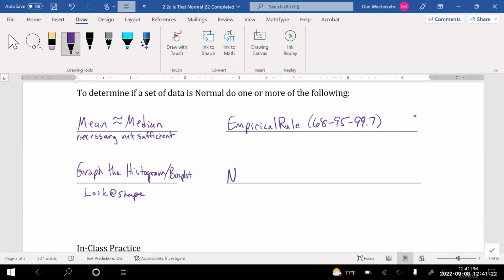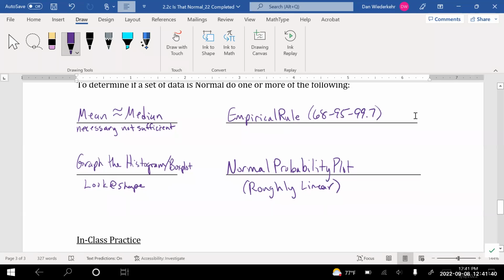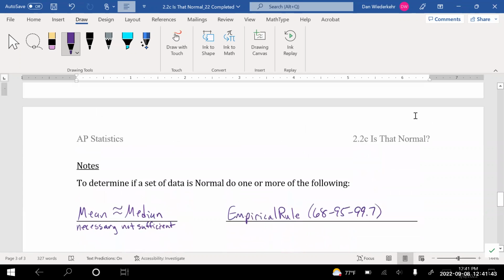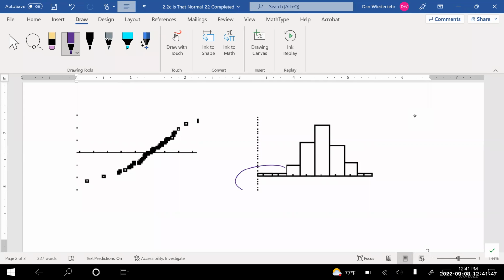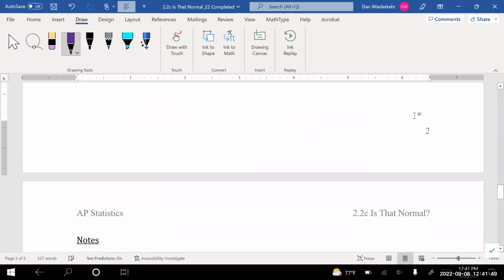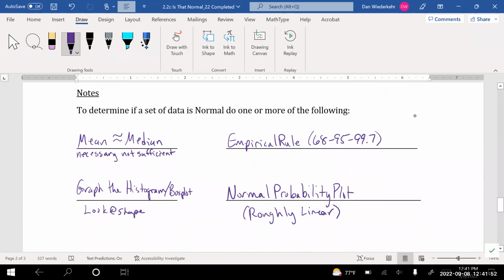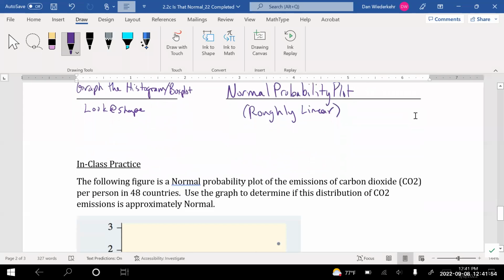And then the last one is a normal probability plot. And we want something to be roughly linear. If it's normal, the normal probability plot will be roughly linear. So go ahead and discuss a little bit, like why is there a little bit of left-hand skew there? Look at which countries are causing that skew maybe, and talk about what you know about those countries. And then take a look at the in-class practice.